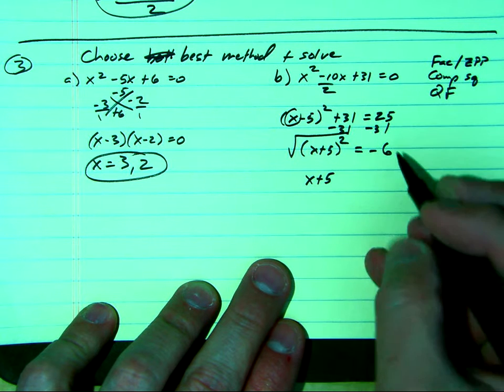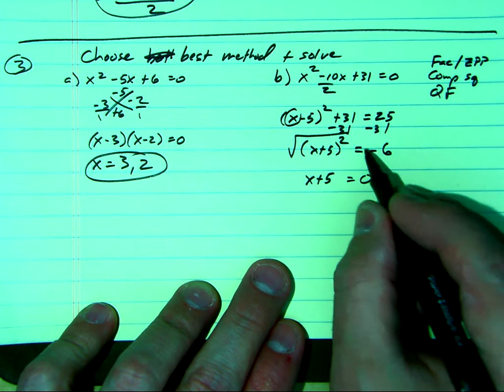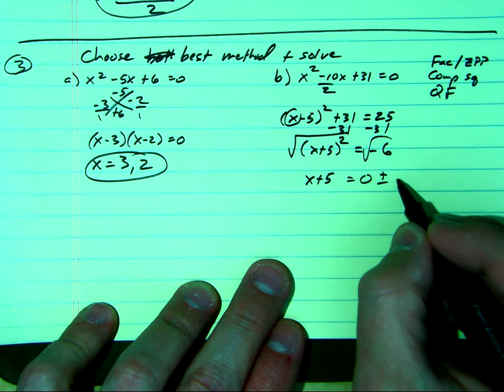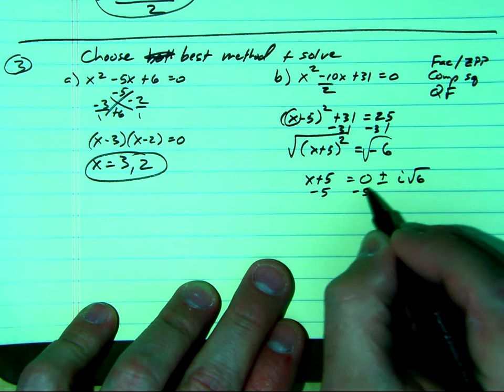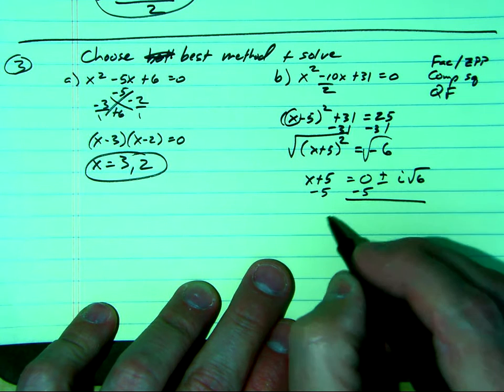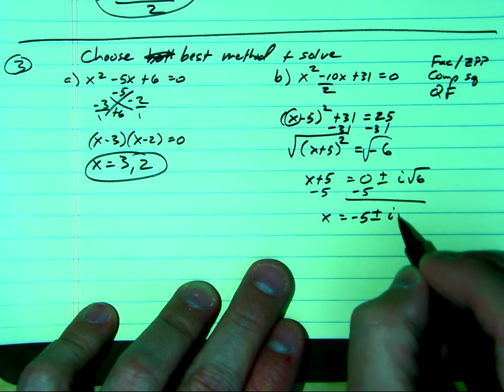But when you take the square root of this negative, what's going to happen? What's going to drop out? Square root of a negative is going to be i radical 6. And then just subtract the 5 from that 0 placeholder I taught you guys to put there. And this answer is negative 5 plus or minus i radical 6.